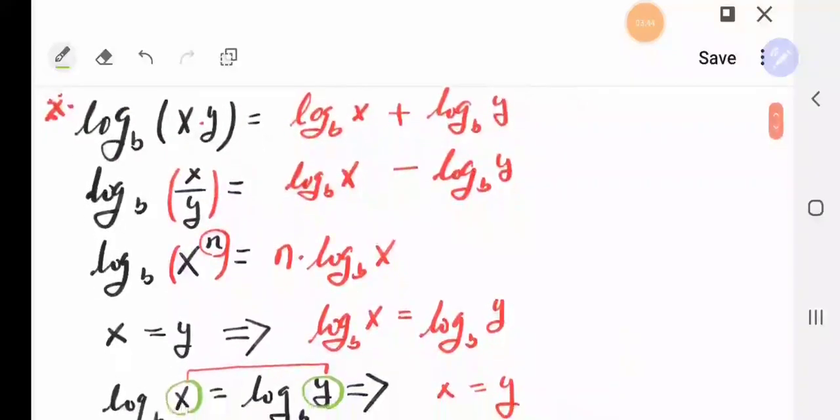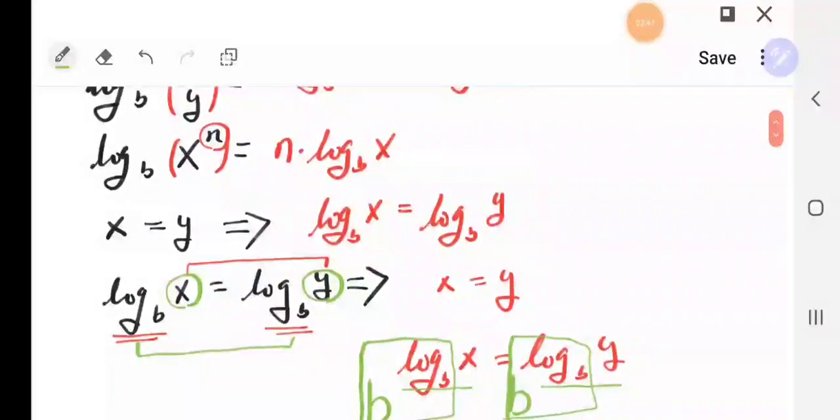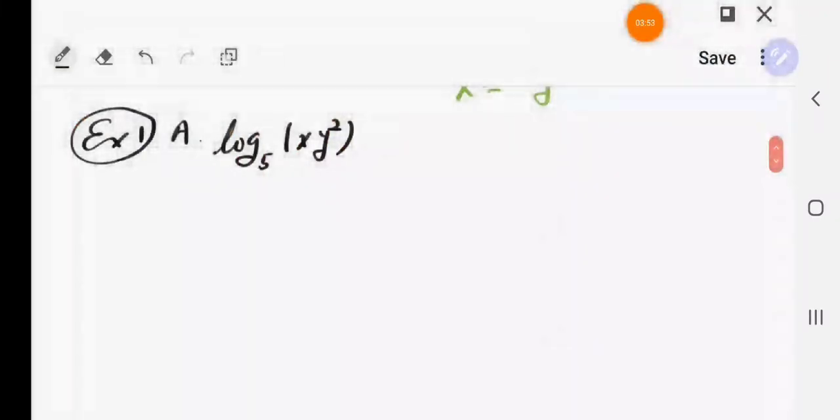So far we have reviewed some properties of logarithms. So let's use these to simplify some expressions. Okay, this is example 1. We will expand this logarithm so that we will have logarithm expansions. So let's use our properties.